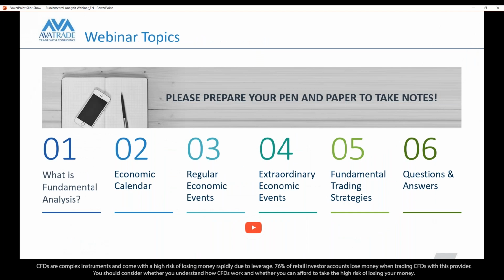Real quick, what is fundamental analysis? If you're new to things, basically it's the news. There are different types of news that we can look at. It could be regularly scheduled events like on an economic calendar, and we'll look at some trading strategies around those types of announcements. It also could be extraordinary news that's not scheduled that can affect the markets as well.